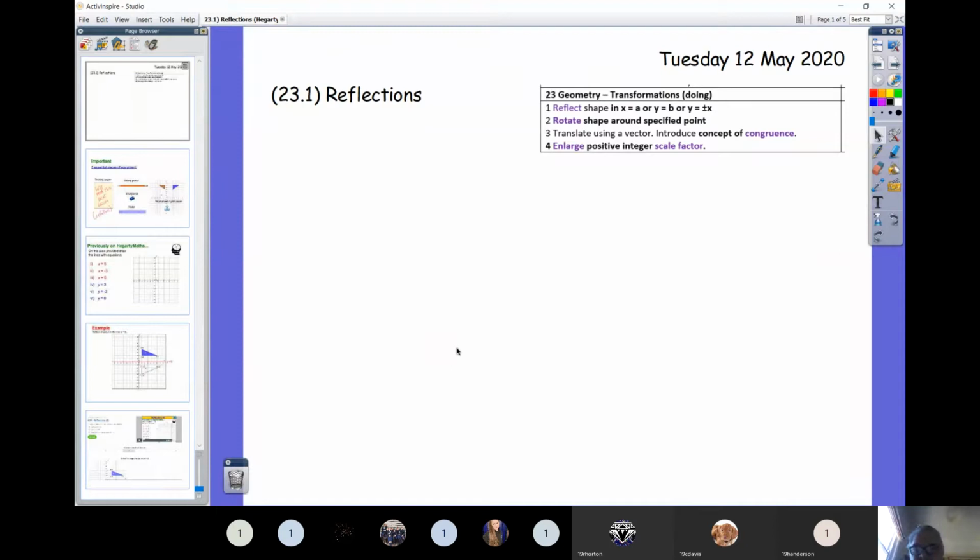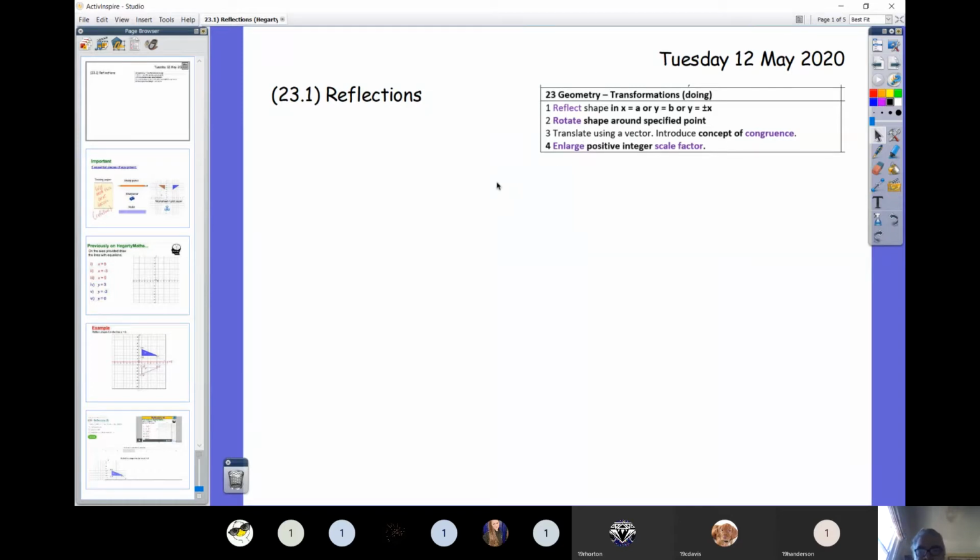So once we've finished all of these, then I think we will just do some revision lessons of stuff we've done throughout the year. But for now, we'll work through these. So we're going to have one lesson on reflections today, one lesson on rotations, one lesson on something called translations, and one lesson on enlargements.